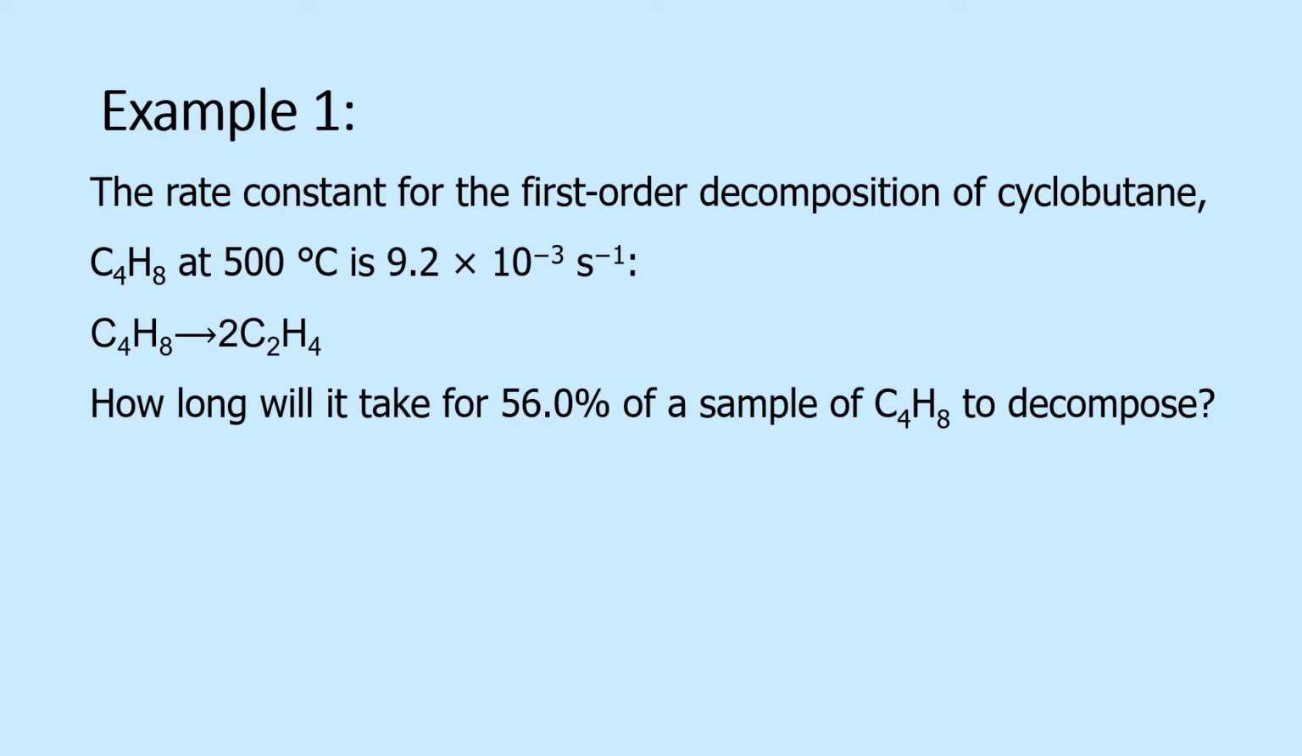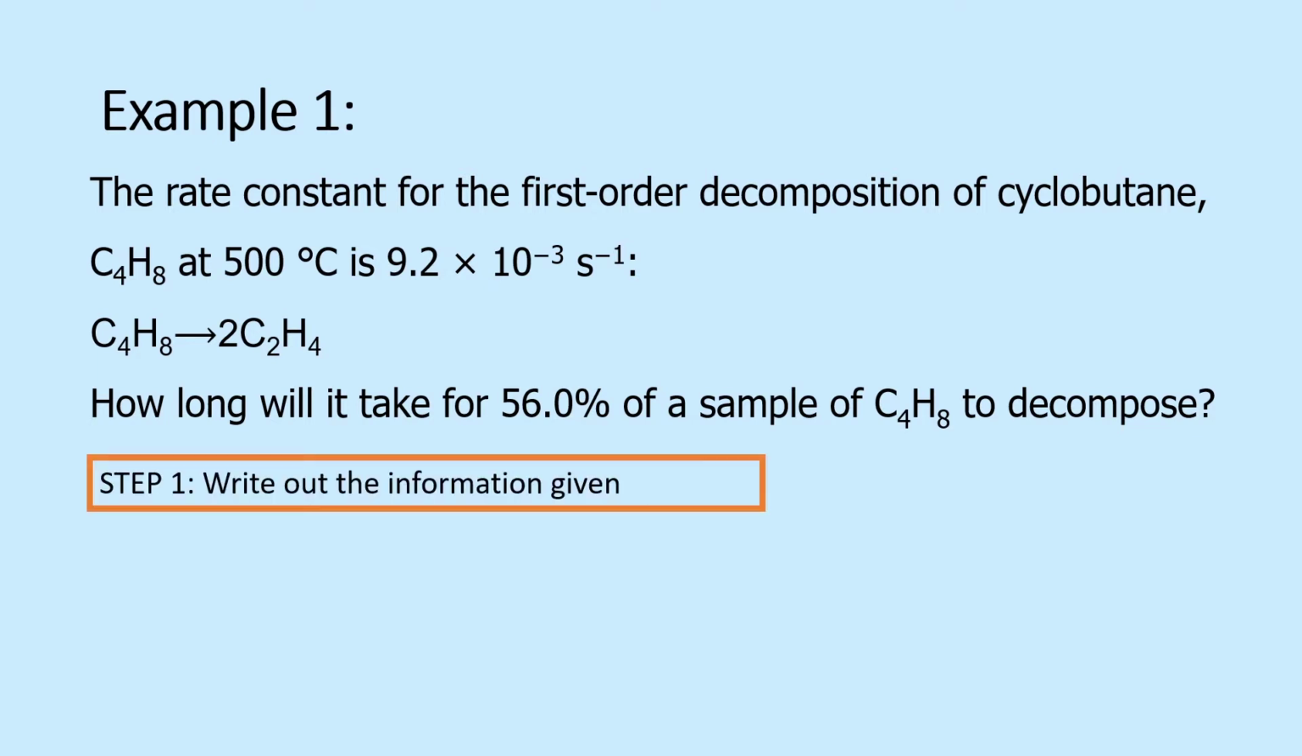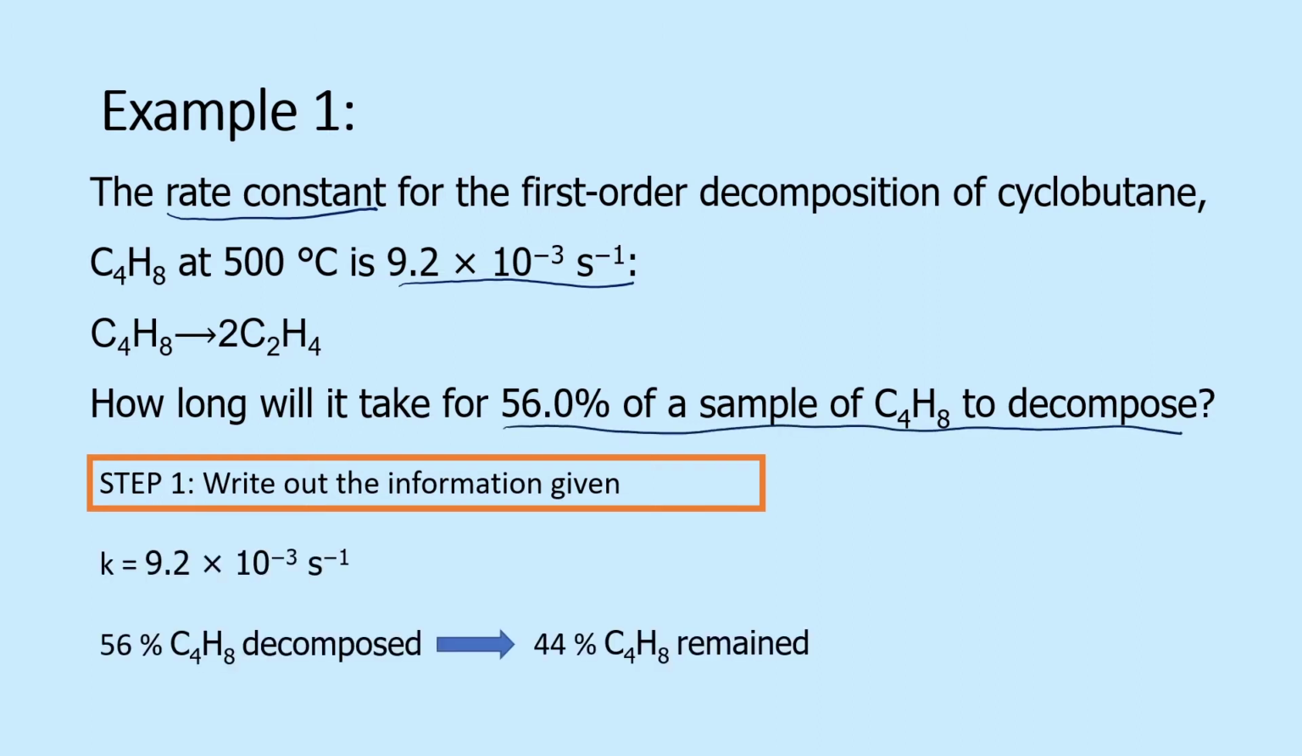Now we move on to look at example one. How to solve this question? Again, to solve this question, we need to follow through the three steps. Step number one is to write out the information given. What is the information given in this question? First, the rate constant, 9.2 times 10 to the power of negative 3 per second. And the second piece of information given is that 56% of the sample decomposed. So, that means 44% of the sample, cyclobutane reactant C4H8, remains in the reaction. So, this is the information given in the question.